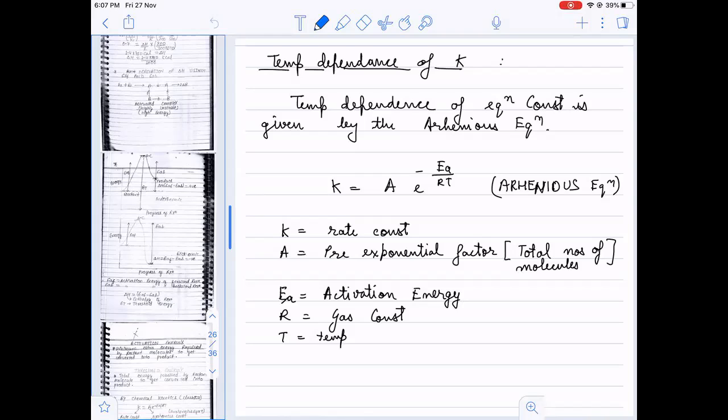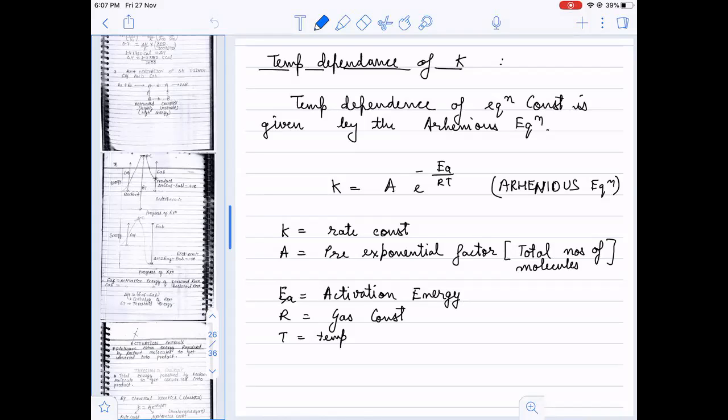The rate of reaction. Rate of reaction, what rate of reaction? Please complete your statement. So the value of the equilibrium constant depends on the temperature. Only on temperature. Yes, that is correct. Only on temperature and nothing else.